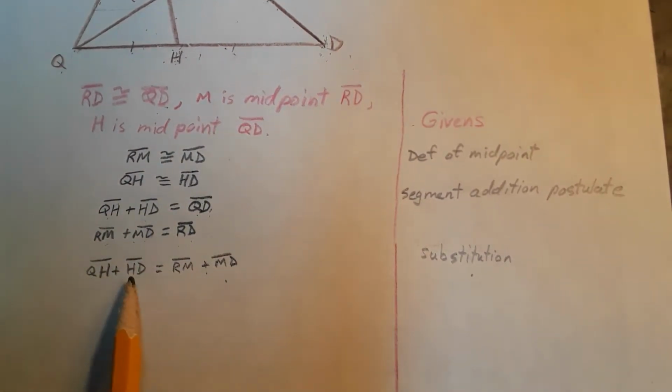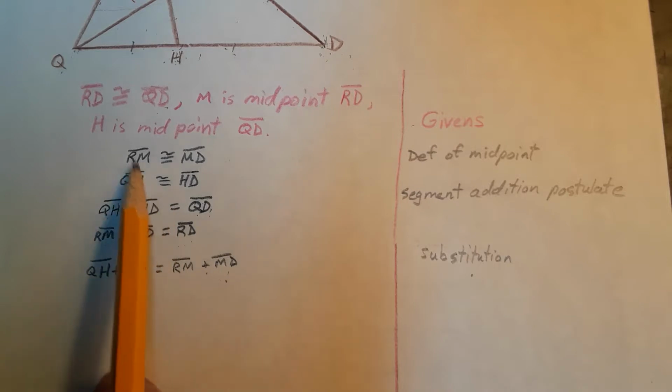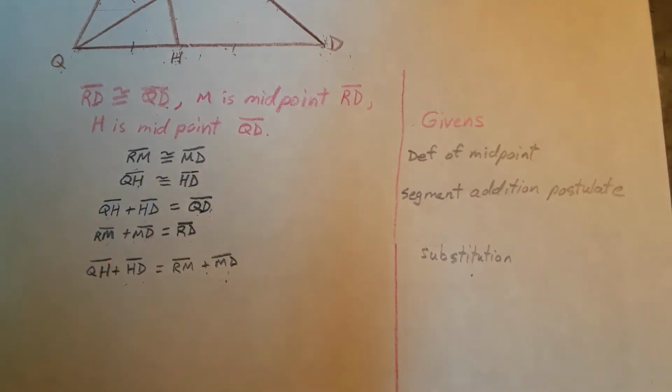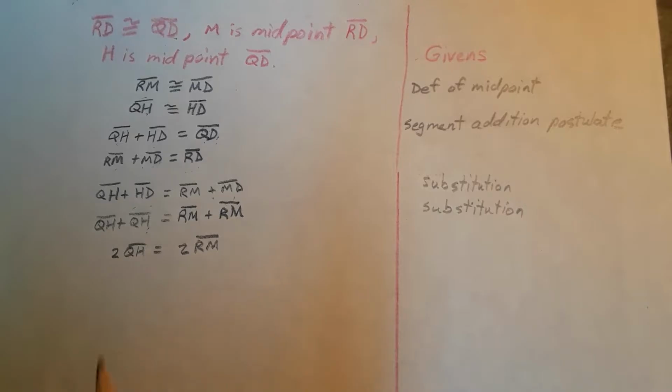So HD is not important to me. MD is not important to me right now. So I'm going to replace HD and MD. I can replace HD with QH, and I can replace MD with RM because of these congruences. And now I can just add these sections together. A quantity plus another quantity is 2 times that quantity. And then I can divide both sides by 2.